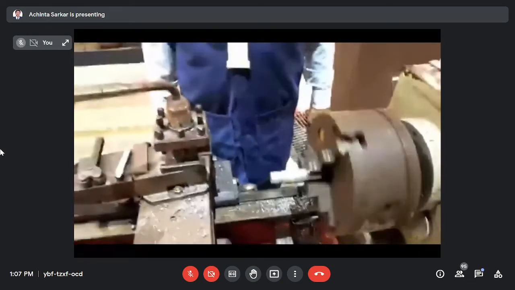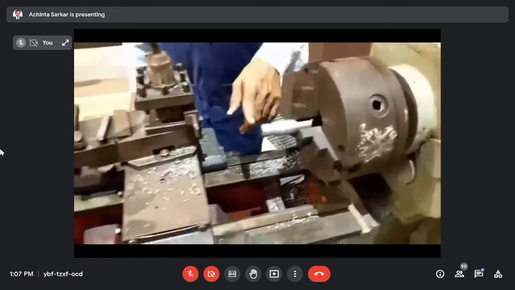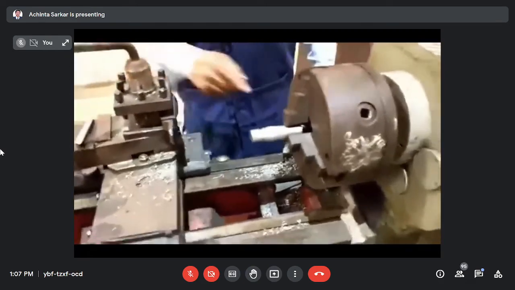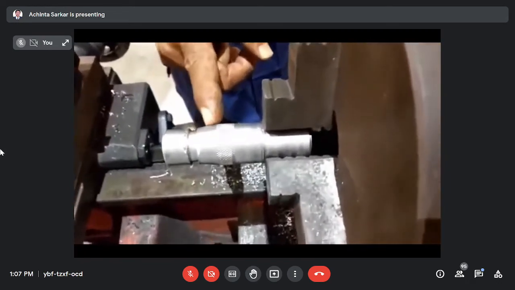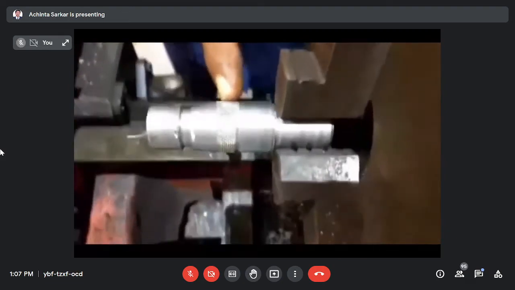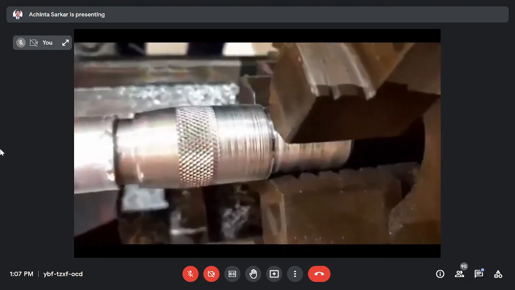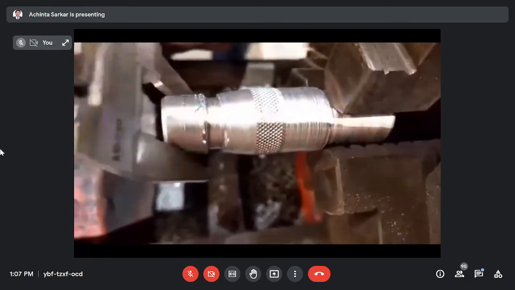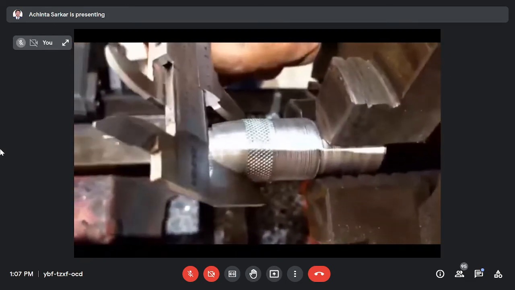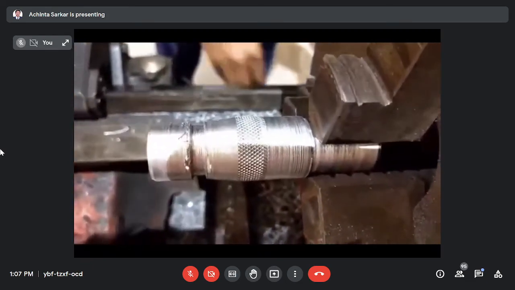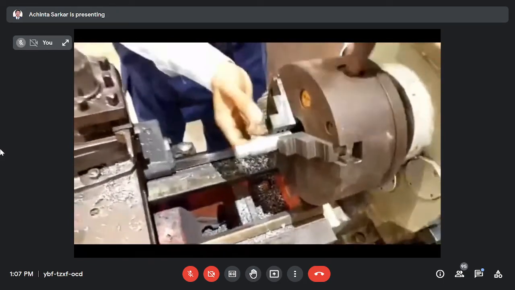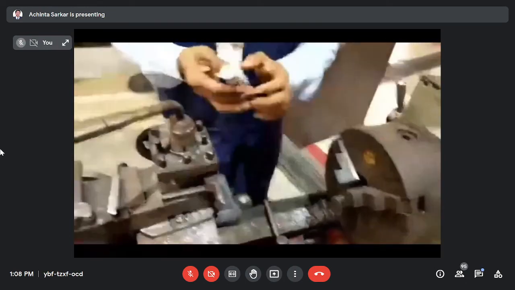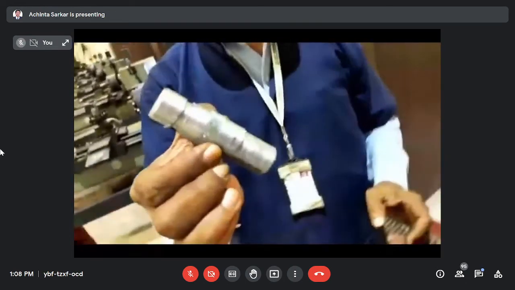Now your experiment is over. For this experiment, you have done 6 operations: first the lengthening operation, facing operation, chamfering operation, grooving operation, taper turning operation, and knurling operation. You can measure here and get the dimensions, and all are exactly as required. Then you can remove or loosen your piece or job from the holding device. So, see here, this is your final job.